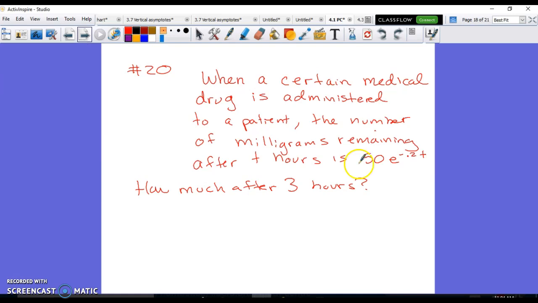So this is an equation that represents a drug that was administered to a patient. We don't have to figure that out. All you have to do is know where to find e on the calculator and know where to plug in this number. So t is your time. So I'm going to type in 50 times e to the negative 0.2 times 3. And if you want, you put this all in parentheses. So take a second on your calculator and make sure that you're able to find the e button and type this in. If you need help, let me know.